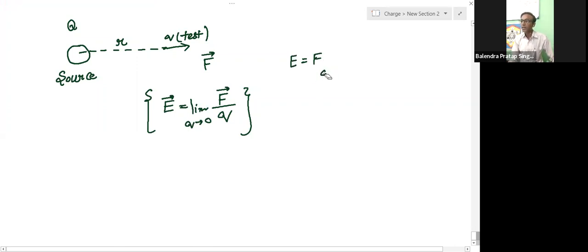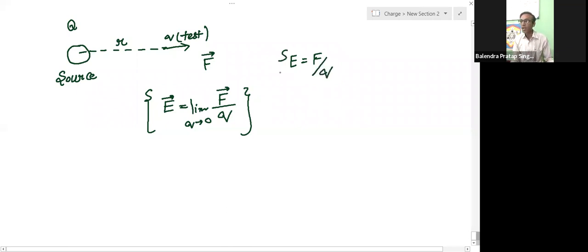But if there is a question in your examination that says define electric field, in that case you write this formula: electric field is equal to limit q tends to 0 of F upon Q. Okay, F upon Q. So this is our formula for numerical purposes, E is equal to F upon Q.